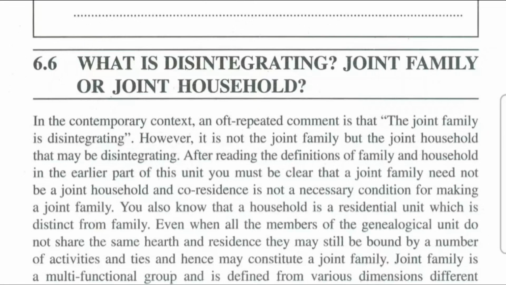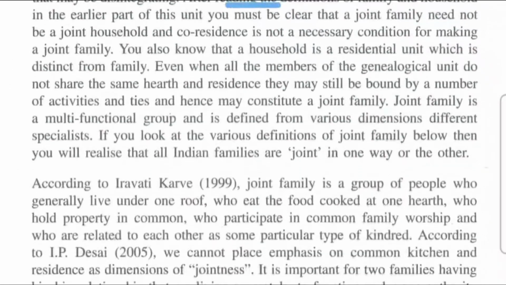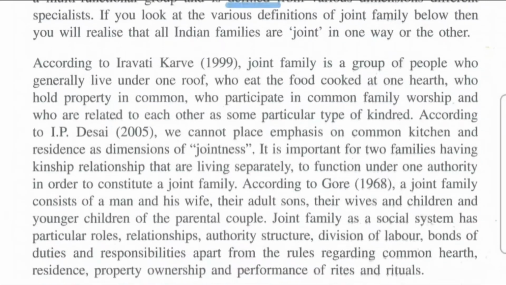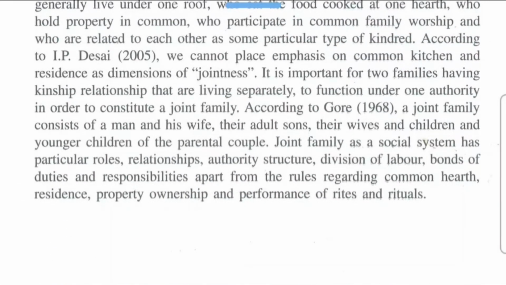According to Iravati Karve, 1999, joint family is a group of people who generally live under one roof, who eat the food cooked at one hearth, who hold property in common, who participate in common family worship, and who are related to each other as some particular type of kindred. According to IP Desai, 2005, we cannot place emphasis on common kitchen and residence as dimensions of jointness. It is important for two families having kinship relationships that are living separately to function under one authority in order to constitute a joint family.